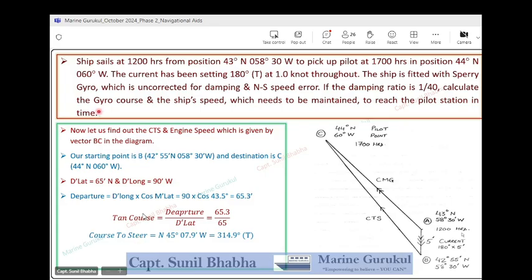Now what is asked in the question is the gyro course to steer. So to find the gyro course to steer, we would need the gyro error. Once we have the gyro error known to us, we can apply it to the CTS to find out the gyro course to steer. But before that, let us find out the distance also, distance between B to C.